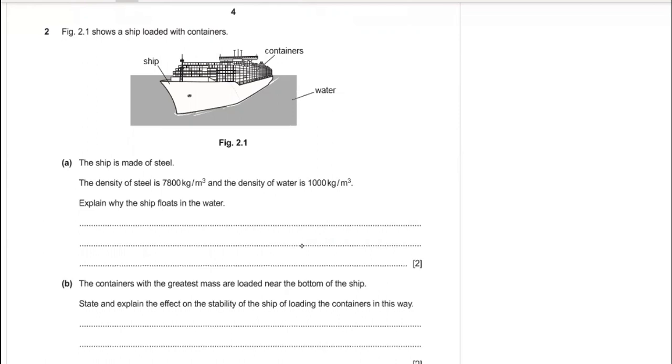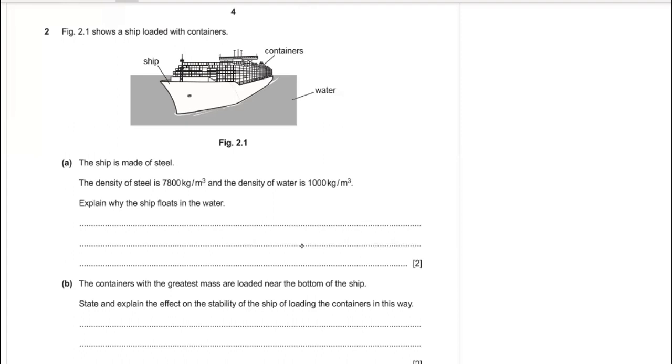So one obvious thing is that for something to float in a fluid, it means it's less dense than that fluid. But then we're asking ourselves, the density of steel is 7,800. How is it less dense than water? So we need to reason this out here.